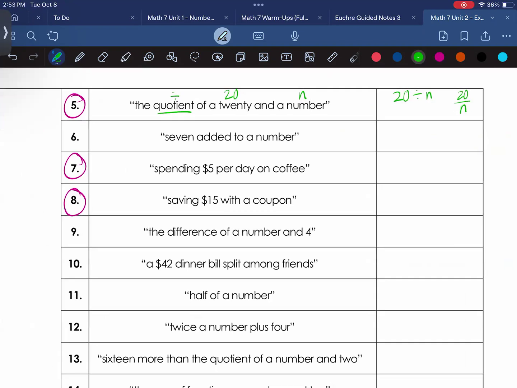All right, number 7, spending $5, so here's our number, per day on coffee. Now, this is a great example of what you'll see in a word problem sometimes, right? In this case, $5, so per definitely means to multiply here, because you have $5 one day, then 5, then 5, then 5. So if we want to figure out the total amount for, let's say, 45 days, you would do 5 times 45.